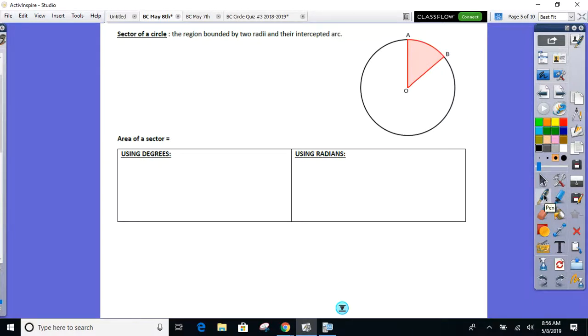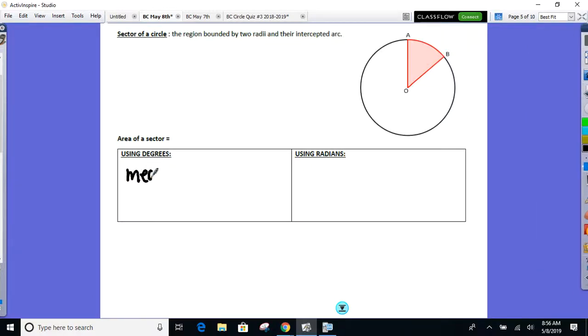Did anybody remember the length of an arc formula? Measure of the arc over 360, and then for length of the arc, we multiplied it by the circumference, because it was part of the circumference. But now we're finding a sector, which is not part of the circumference anymore, it's part of the area. So we're not going to multiply it by pi d, we're going to multiply it by pi r squared. That's if your angle is in degrees.